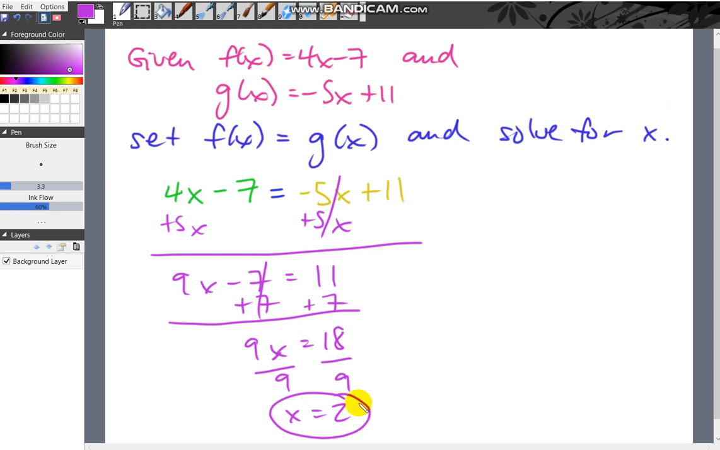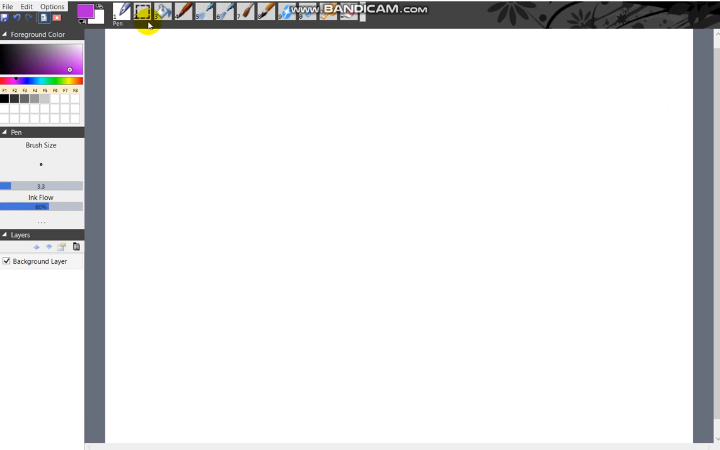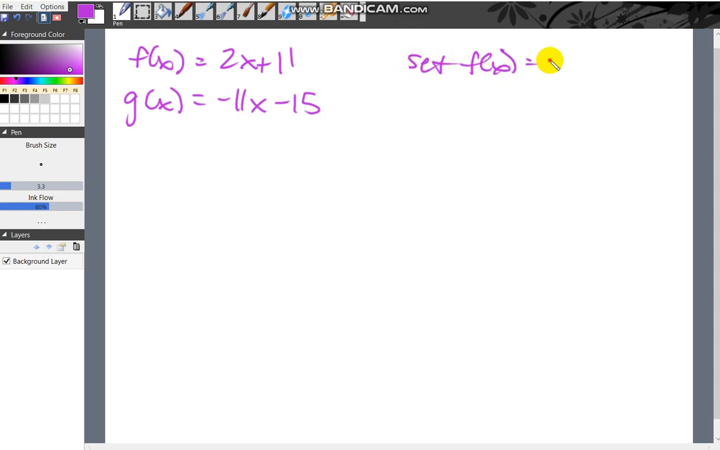Let's say I gave you another example. I'm going to clear the screen. Same problem. Let's say I gave you f of x equals 2x plus 11, and g of x equals negative 11x minus 15. Again, you want to set f of x equal to g of x and solve for x. So we set these two equations equal to each other, and you're solving for x.